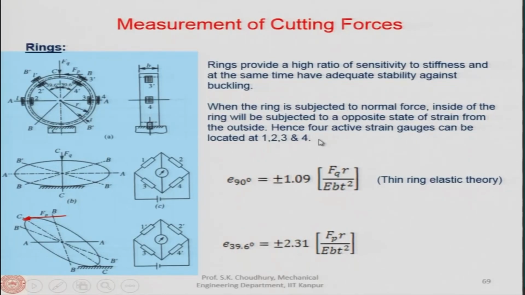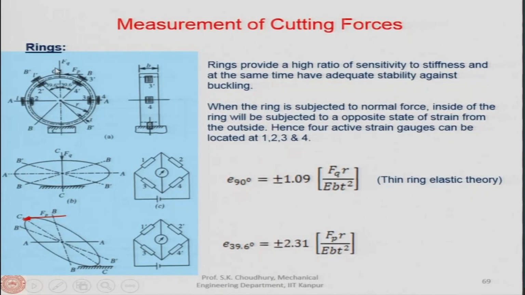Hence, 4 active strain gauges can be located at 1, 2, 3, 4, so that Fq can be sensed, and at 90 degree the strain can be measured from the formula here. This formula is taken from the thin ring elastic theory. So, this is the thin ring structure. The thin ring elastic theory says it is this, and this is the coefficient 1.09, and this is Fr. F in this case will be Fq.